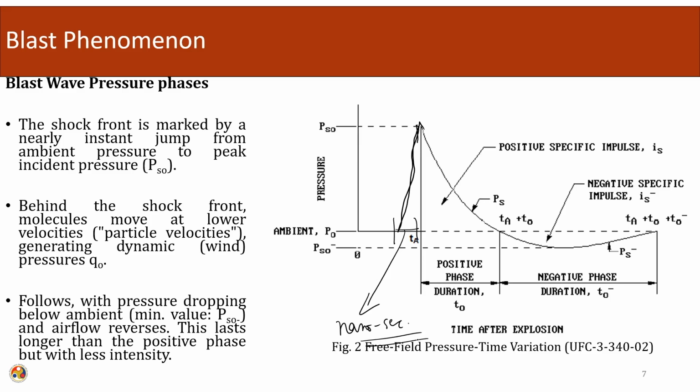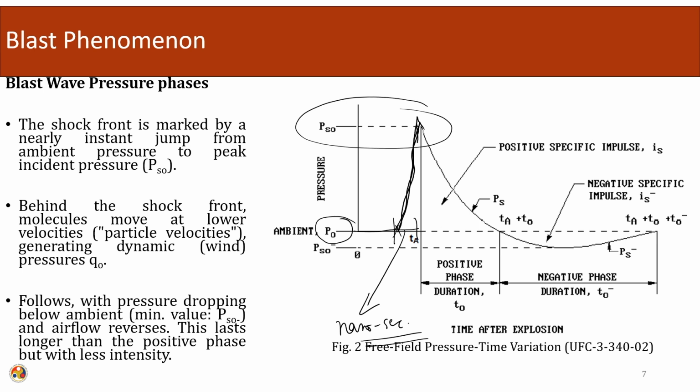The shock front is marked by a nearby instant jump from ambient pressure to peak incident pressure. If this is the ambient pressure, a blast occurs, and there is a steep jump from the ambient pressure to the peak incident pressure. So, here there is a jump.